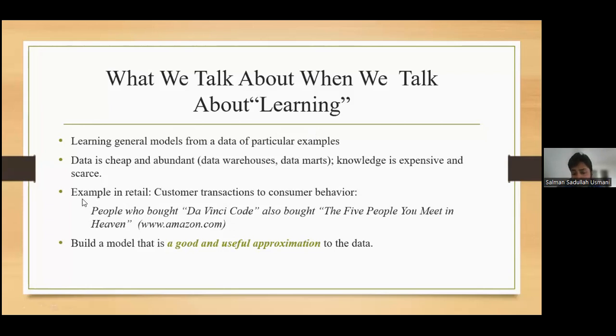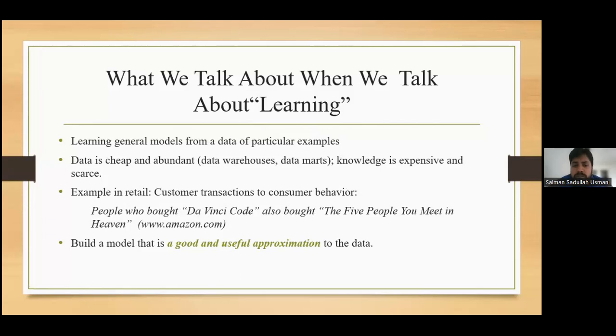Another example of how this data is used is taken from Amazon.com. They observed that those people who watched the movie The Da Vinci Code also watched the movie The Five People You Meet in Heaven. This is their expertise coming from the data on what people of interest have watched. So learning is actually building a model that is a good and useful approximation to the data. That is what it is all about.